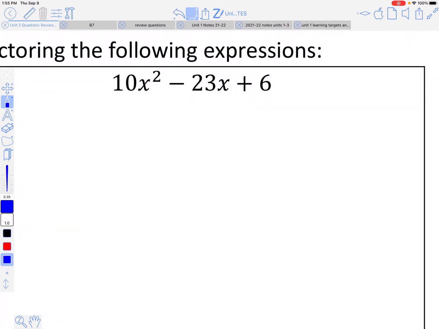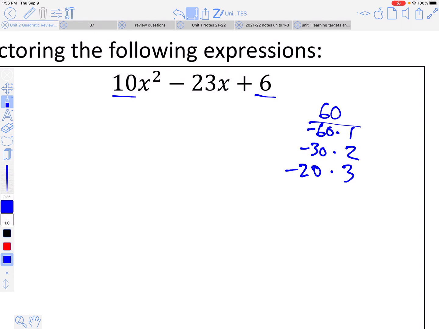All right, one more. So the first times the last, which will give us 60. We got to think of numbers that multiply to give us 60, but give us a negative 23. All right. So we have negative 60 times 1, negative 30 times 2, numbers that multiply to give me 60. So does 3 go into 60? Of course. We have negative 20 times 3 gives us 60.